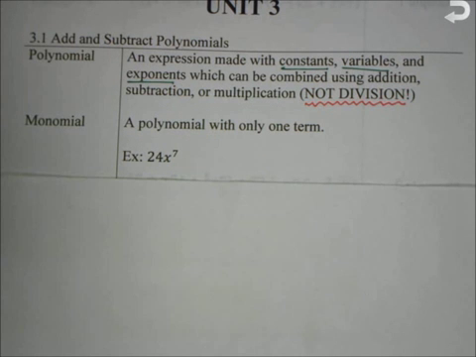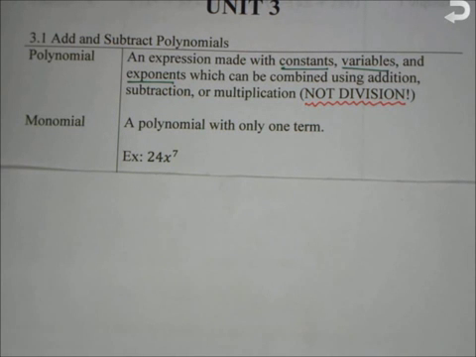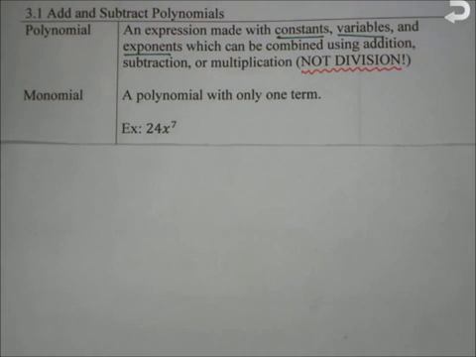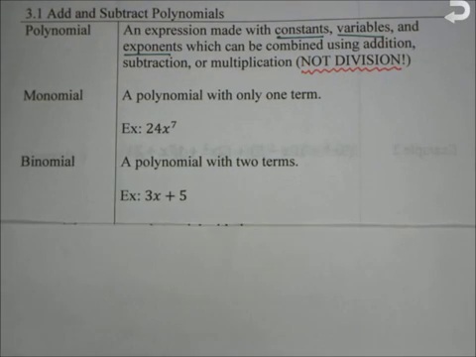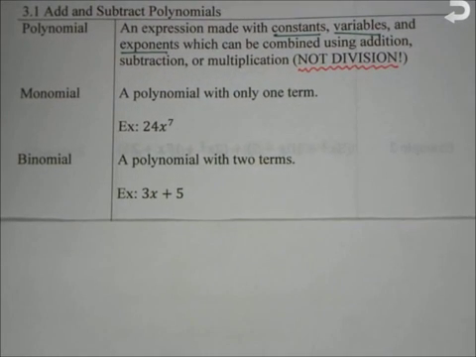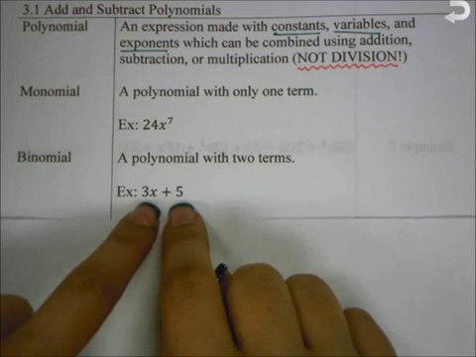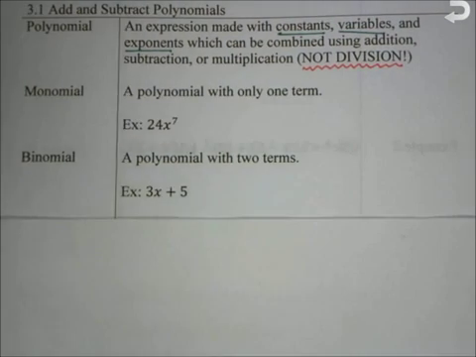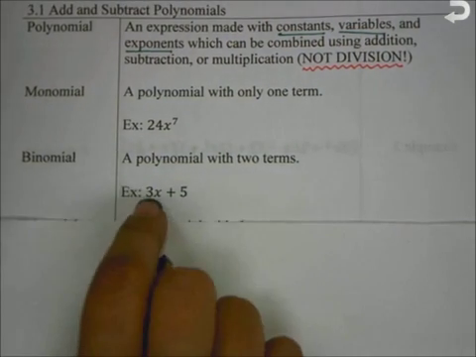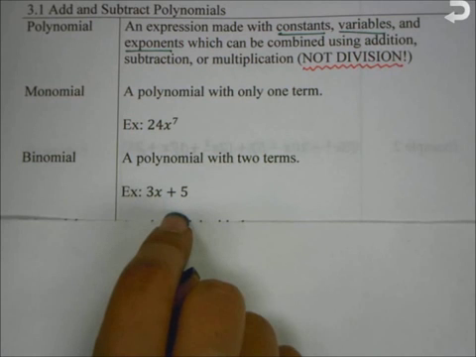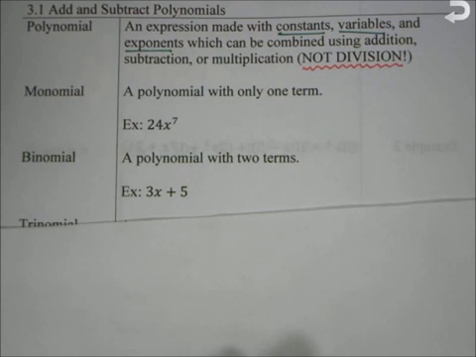Okay, what do you think it's called when we have 2 terms? A binomial. Binomial means 2 terms. For example, 3x is one term, and 5 is one term, and they're being added or subtracted together. So there's 2 terms here. Plain numbers can also be terms of a polynomial. So a binomial has 2 terms.